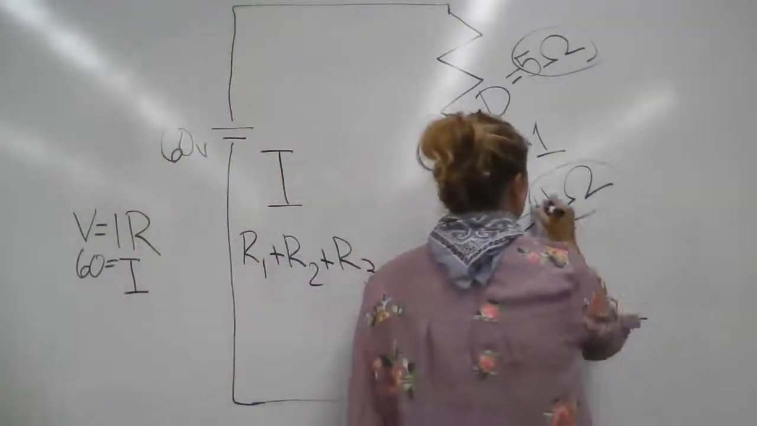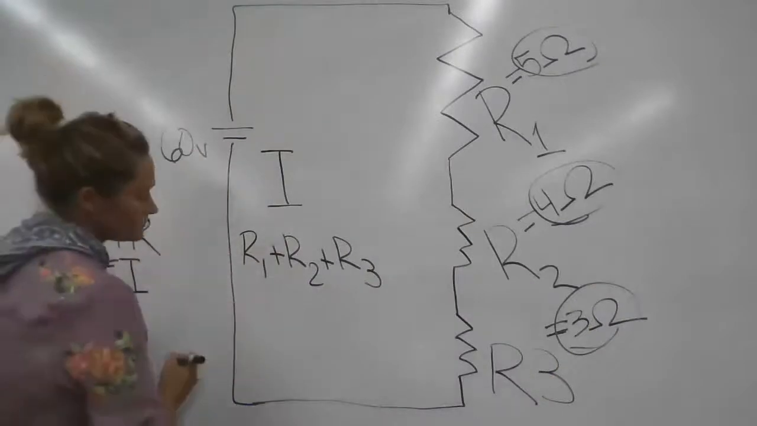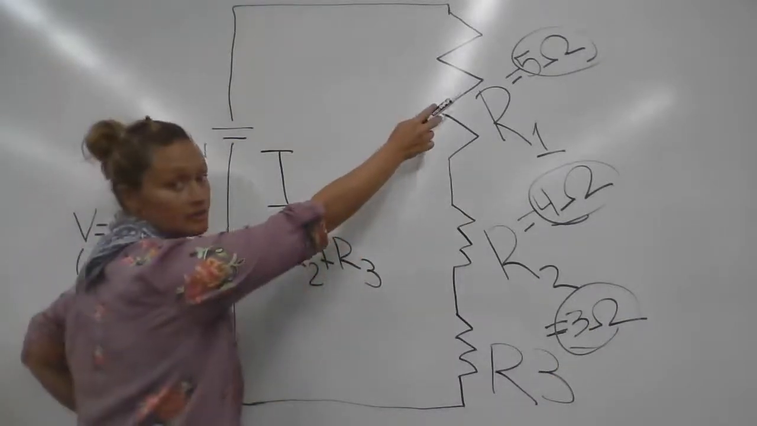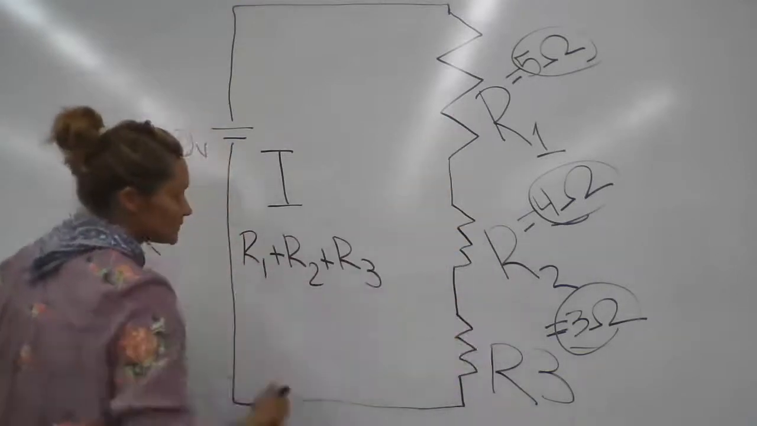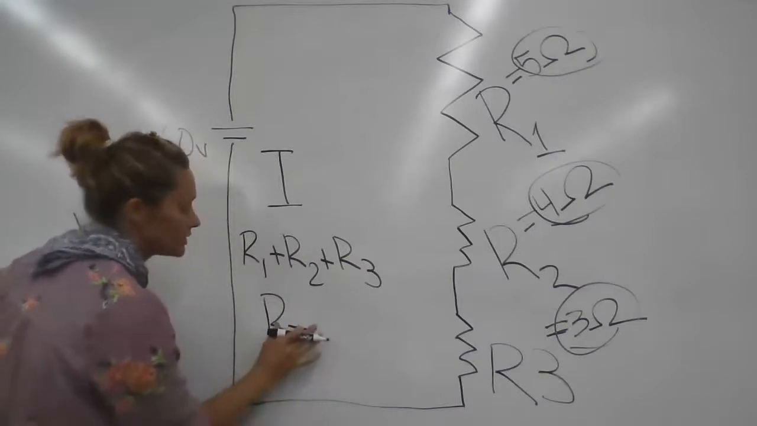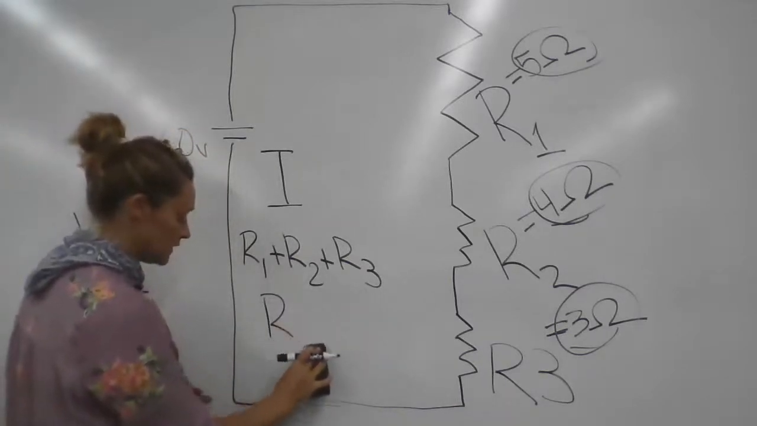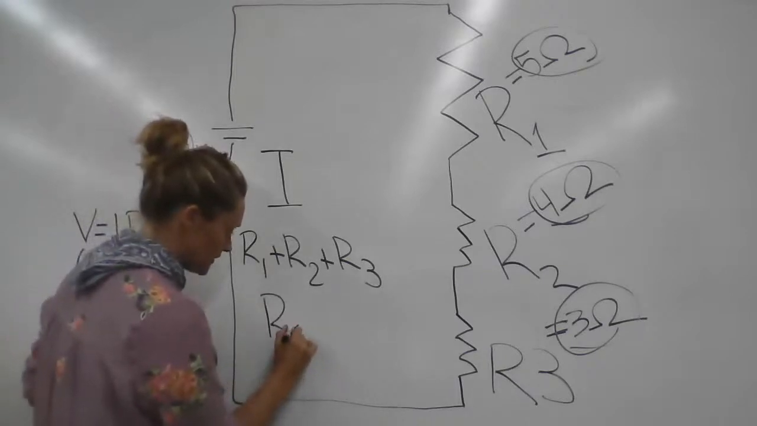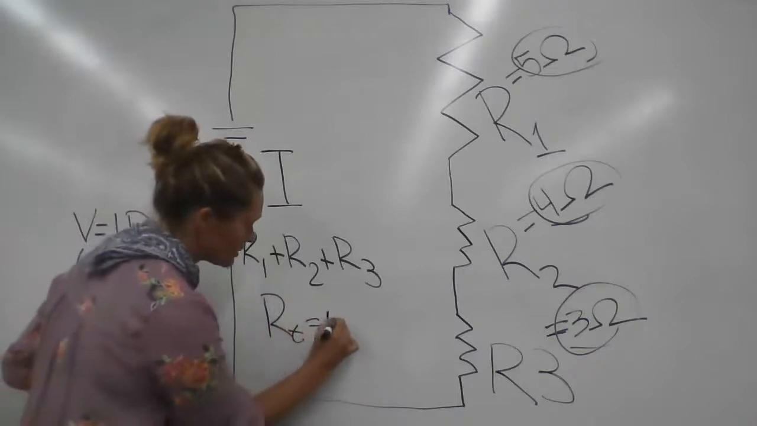We have 4 ohms and we have 3 ohms. Okay, so we're going to add 5 plus 4 plus 3. So 5 plus 4 is 9, plus 3 is 12. So we have a resistance total down here. I think that's a lowercase t. I write in all uppercase, so this is actually a lowercase t. So our resistance total is going to be 12.